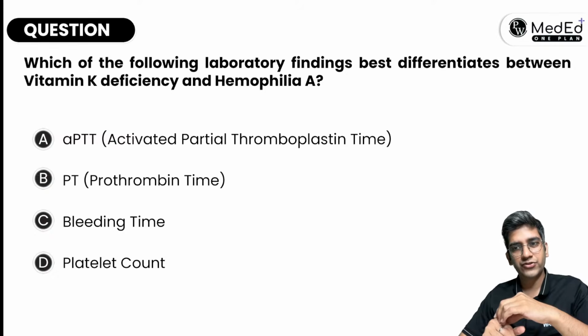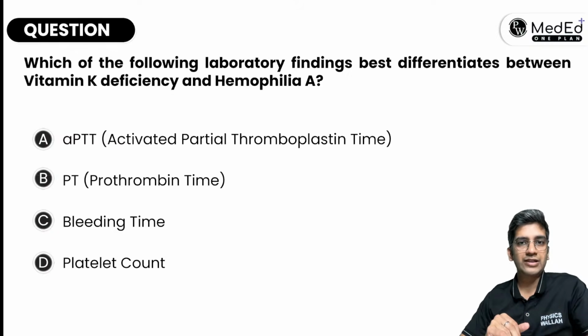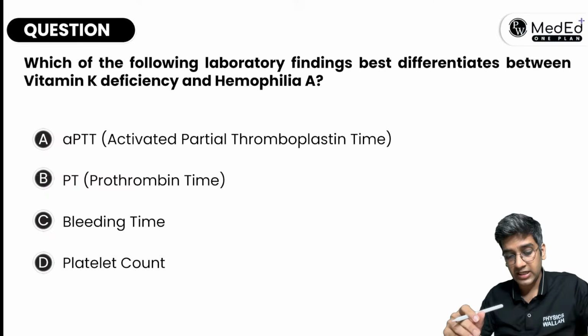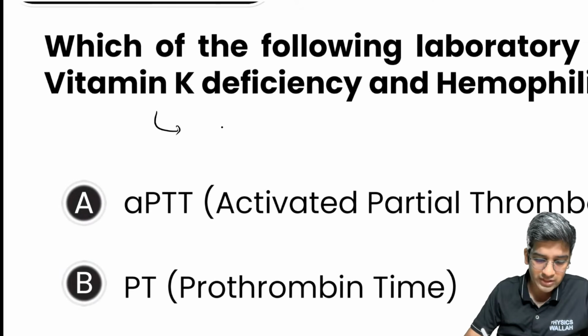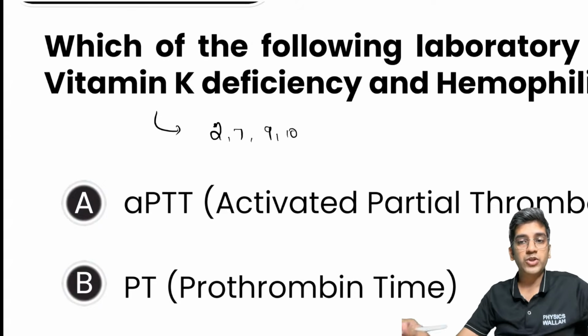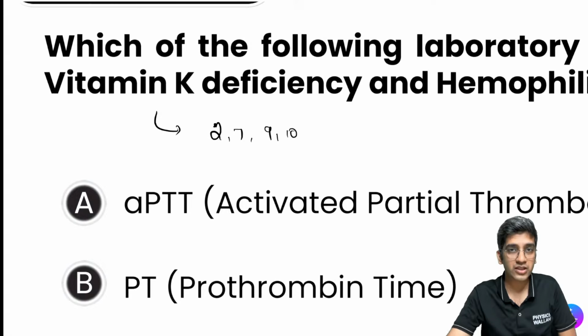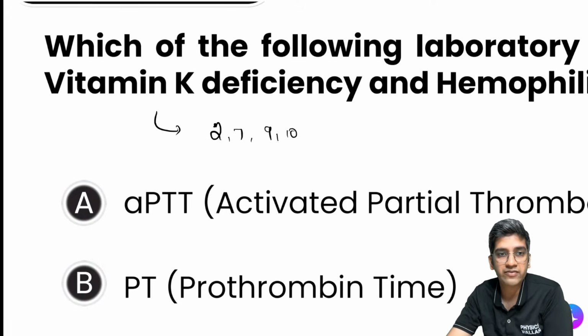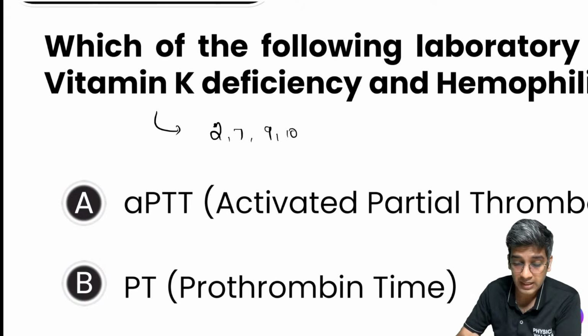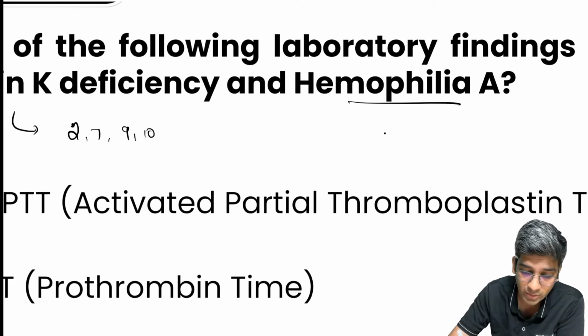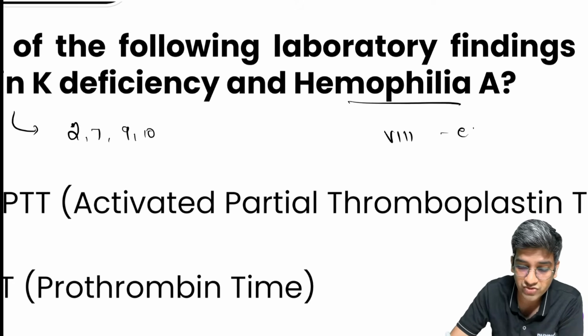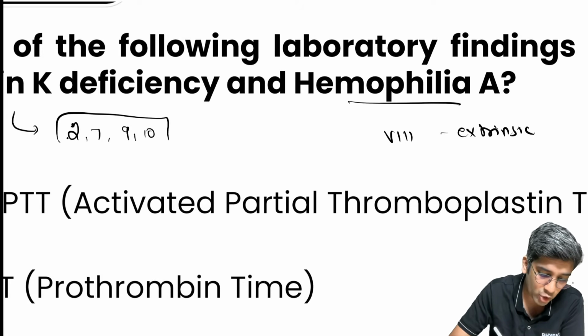See, vitamin K deficiency involves the coagulation factors 2, 7, 9, and 10, right? That's what vitamin K dependent factors are. That's also an important question. It means it involves the extrinsic, the common pathway and the intrinsic pathway. Vitamin K deficiency will involve both common and intrinsic pathway, fine. At the same time, hemophilia A, which is factor 8, will involve the intrinsic pathway alone, okay?